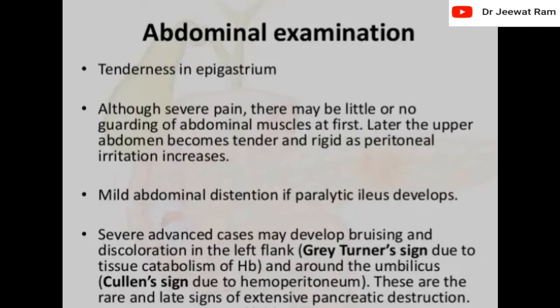Severe advanced cases may develop bruising and discoloration in the left flank, Grey Turner sign, due to tissue catabolism of hemoglobin, and around the umbilicus, Cullen's sign, due to hemoperitoneum. These are rare and late signs of extensive pancreatic destruction.